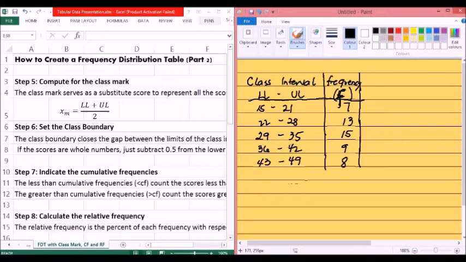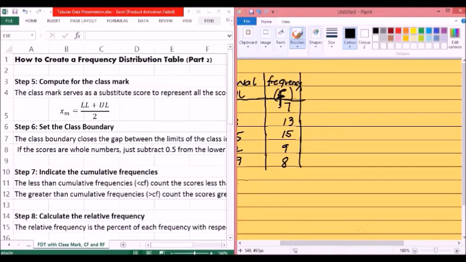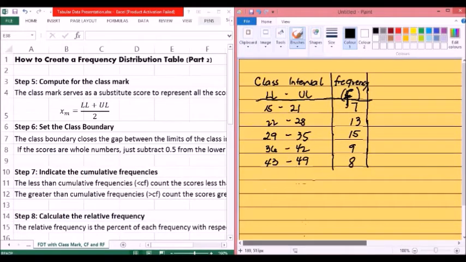Okay. So now, let's proceed with the class mark. Why do we have a class mark? The class mark is the representative score of all the scores included in the class interval. Since 15 to 21 is 7 scores, 15, 16, 17, 18, 19, 20, 21, we need one score to represent them. And how do we get the class mark?